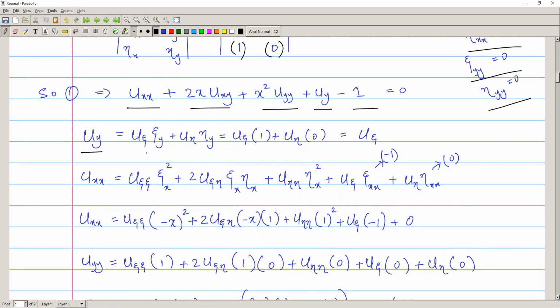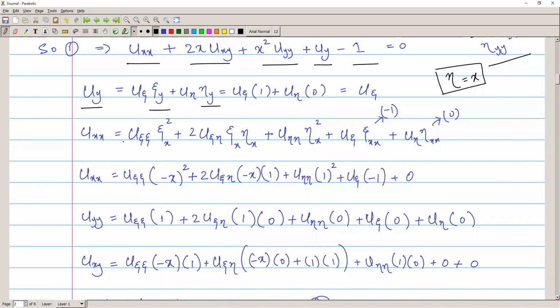So u_y is equal to u_psi times psi_y plus u_eta times eta_y. Then we will multiply u_psi times 1, because the value of psi_y is 1, plus u_eta times 0, because eta_y will be 0, because eta is equal to x. So eta_y will be 0.